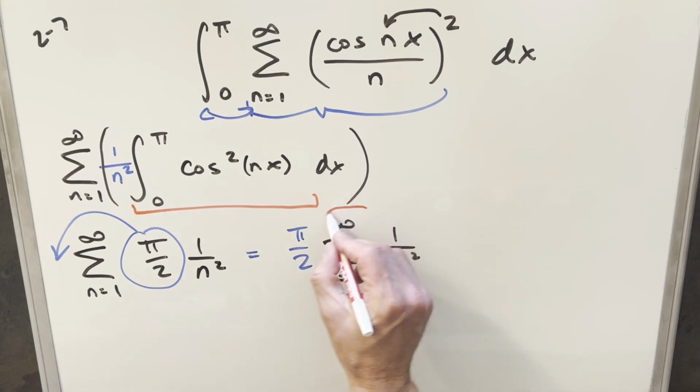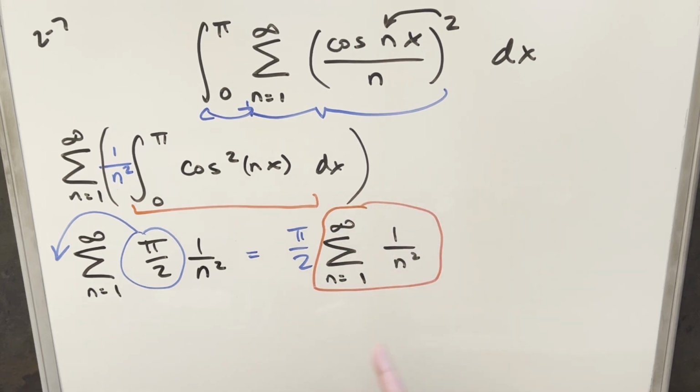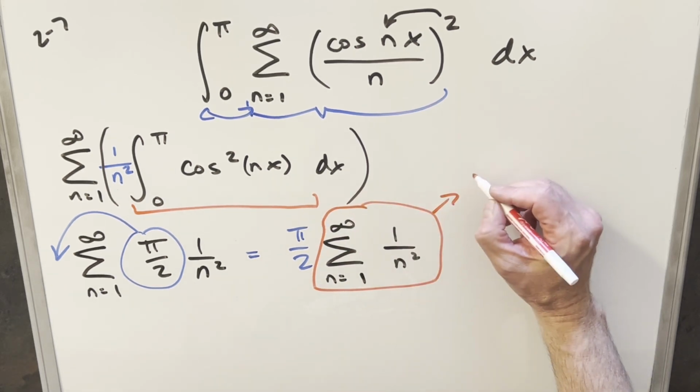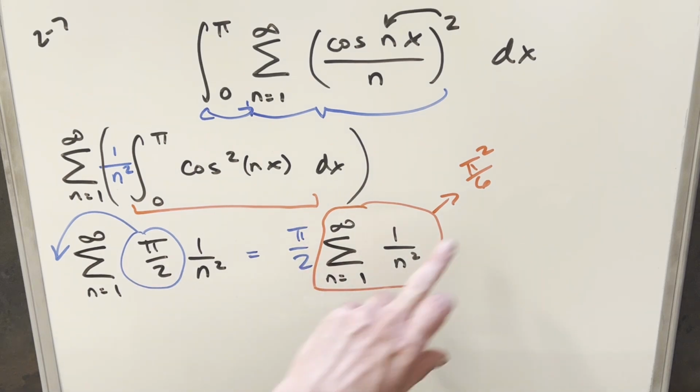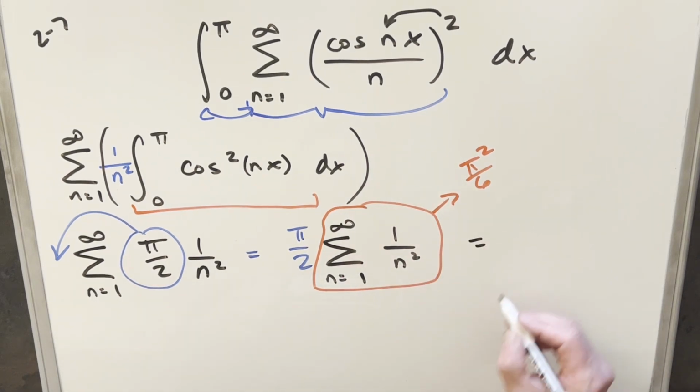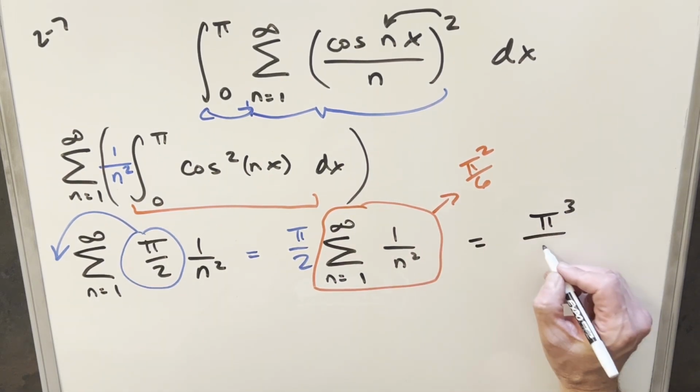But this thing right here keeps coming up over and over again recently. This is just the Basel problem. We know that this value is just pi squared over 6. So in order to finish it off, all we need to do is multiply pi over 2 times pi squared over 6, and we get our final solution of just pi cubed over 12.